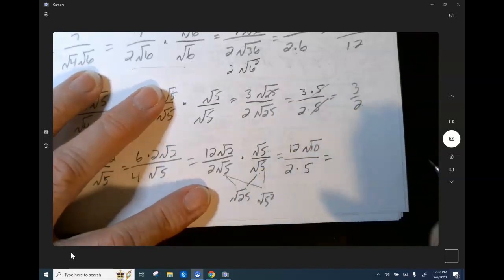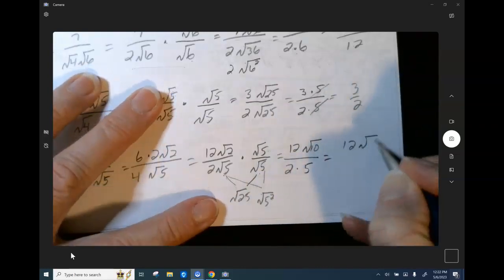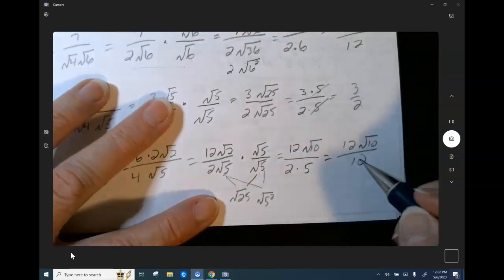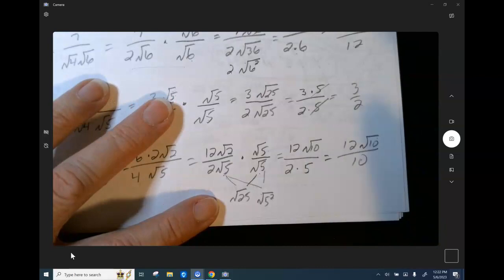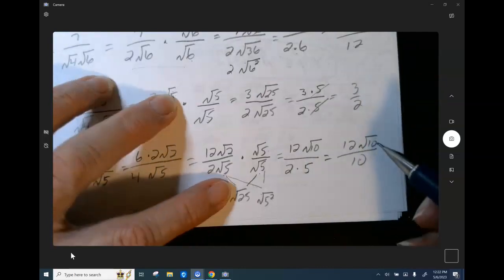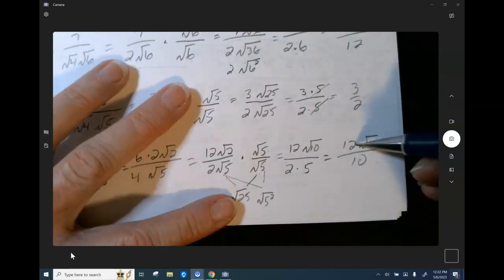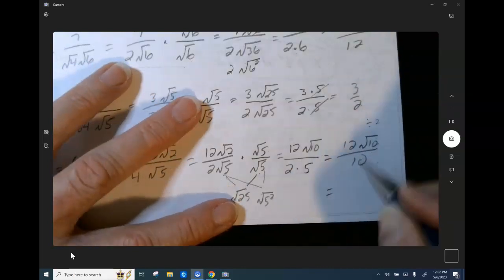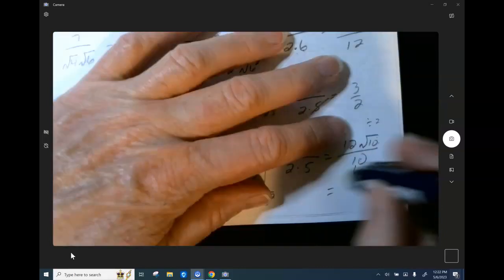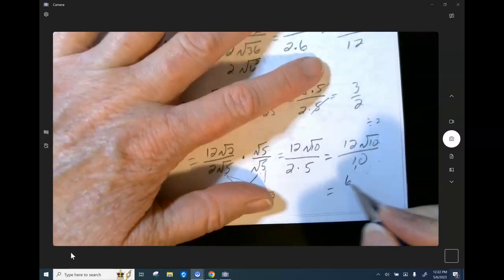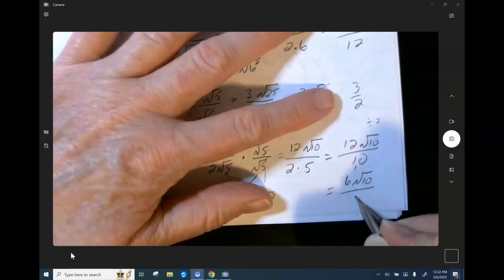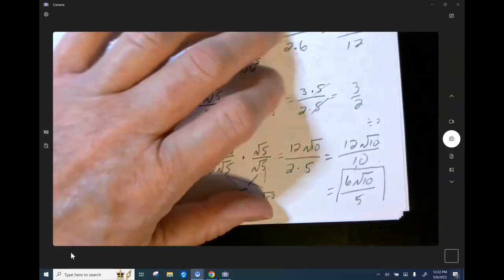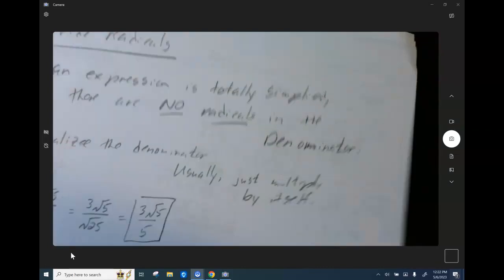Okay? So now I'm going to have 12 square root 10 over 10. Oh, you see the temptation. You want to simplify those 10s. You cannot, because one's under a radical and one is not. But I can simplify the 12 and the 10. They're both divisible by 2, so I get 6 square root 10 over 5, because I reduced them both by 2. Okay? Good. Okay, let's look at your homework now.